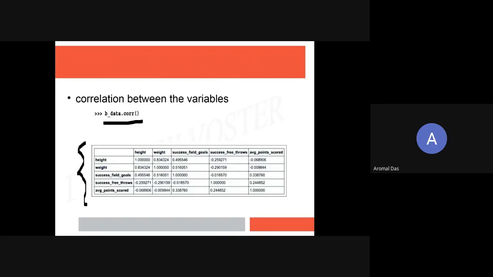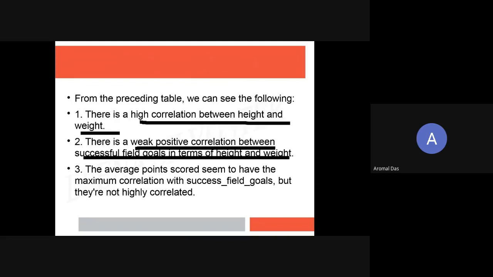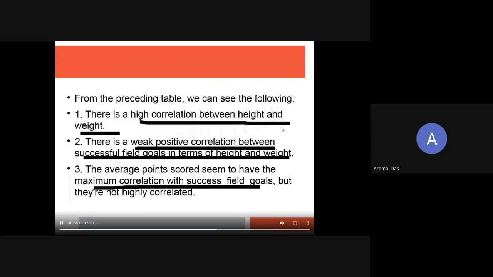So height and height correlation is 1. Height and weight correlation is 0.834324. From the preceding table, we can see the following. There is a high correlation between height and weight. And there is a weak positive correlation between success field goals in terms of height and weight. So average point seems to have maximum correlation with success field goal.